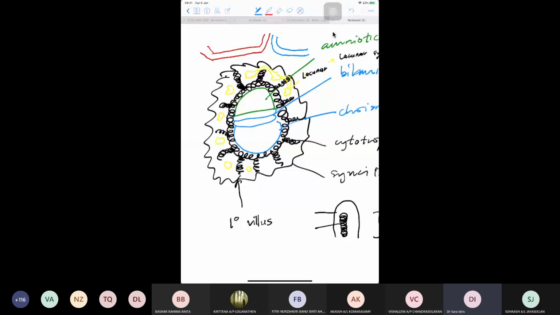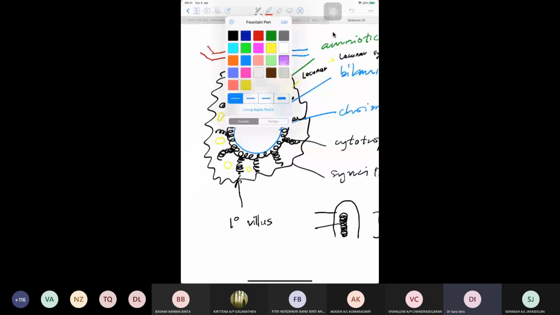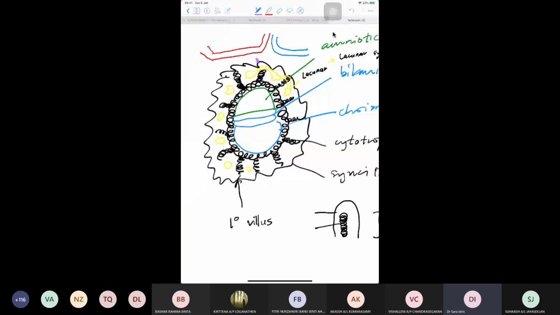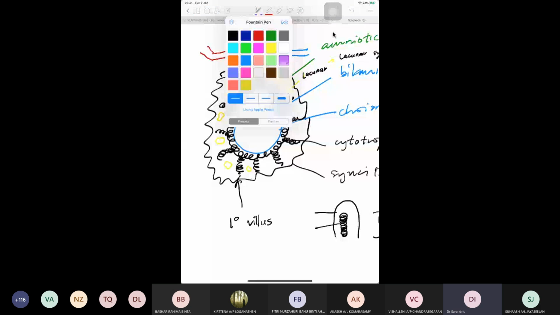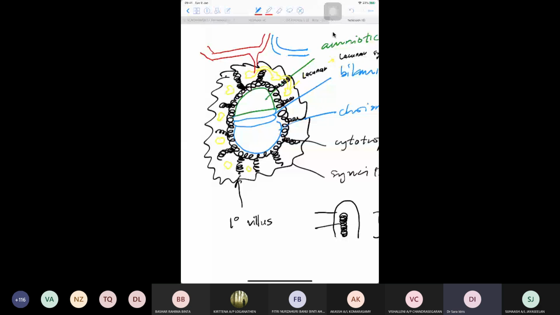So what happens is that the syncytial trophoblast will erode. It will produce molecules that will erode the wall of the blood vessel. So now you have an opening to the blood vessel that would give off blood into the lacuna system. Okay, so now blood from the spiral arteries of the maternal circulation will leak into the lacuna system.